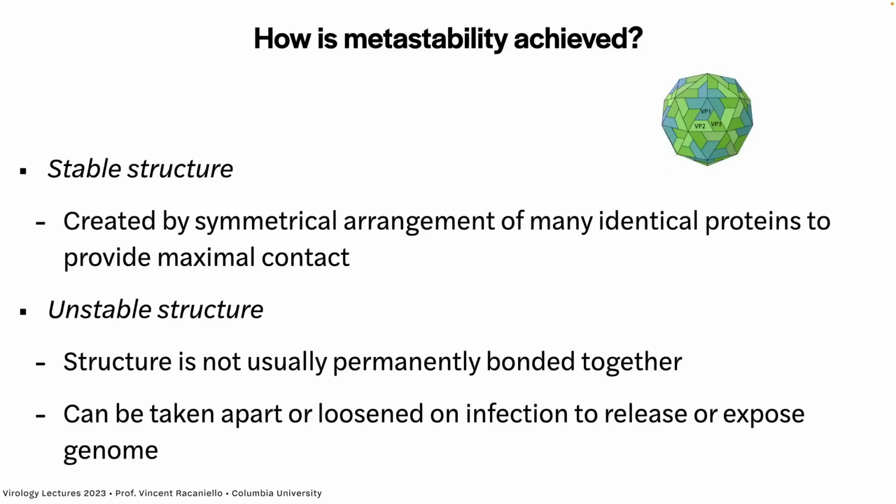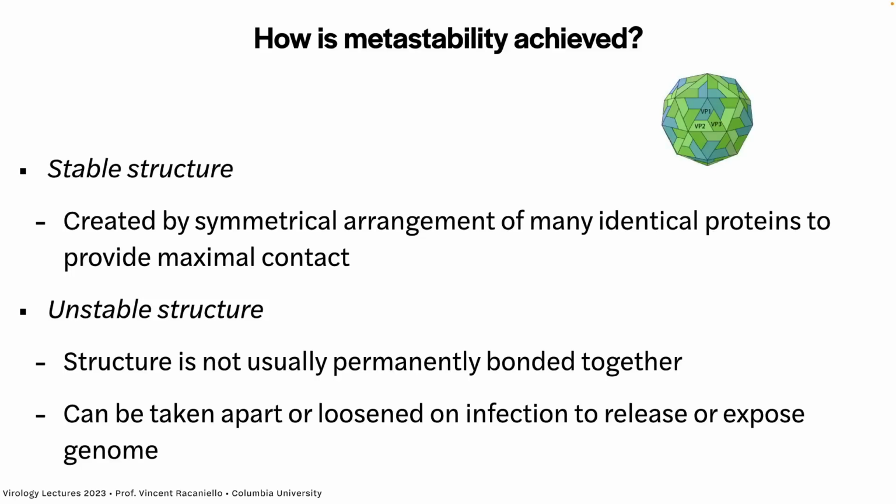So when you repeat one or a few proteins many times, those proteins can make maximal contact with each other because they have evolved to be able to do that when you repeat them over and over, as opposed to having thousands of different proteins all together. So that gives you a stable structure. So how do we make it unstable? First, those proteins are not covalently bonded together, right? If they were, it would be too stable and it would never come apart. That's a really straightforward concept.